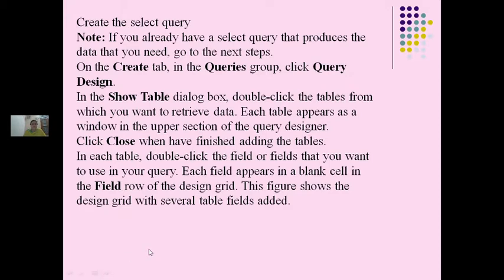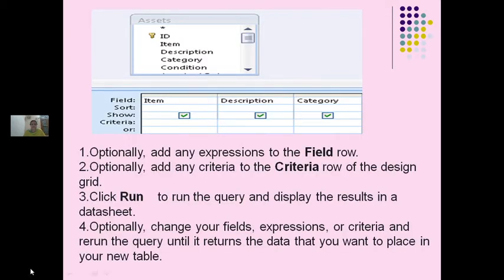On the Create tab in the Queries group, click Query Design. In the Show Table dialog box, double-click the tables from which you want to retrieve data. Each table appears as a window in the upper section of the Query Designer. Click Close when you have finished adding the tables. In each table, double-click the field or fields that you want to use in your query. Each field appears in the blank cell in the field row of the design grid. This figure shows the design grid with several table fields added. See here.